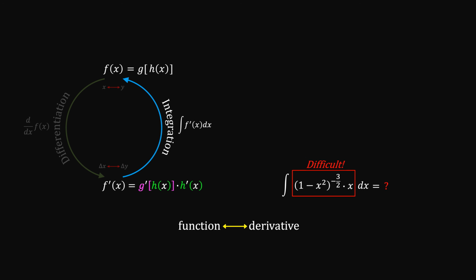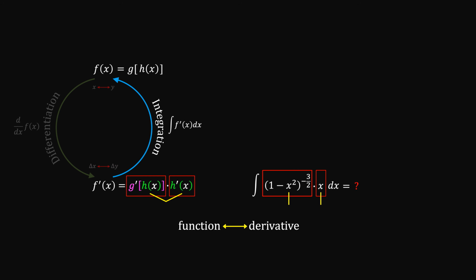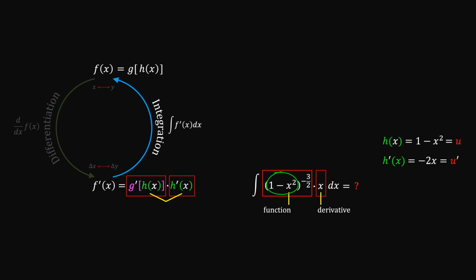So, how do we figure out the two layers? First, the derivative should be a product of two functions, each containing x. Then you need to identify the inner layer by recognizing this pair. You should ask, which one could be the derivative of the other? Obviously, this x could be the derivative of the x squared one. So, 1 minus x squared is the inner layer, giving us the intermediate result u. Its derivative is minus 2x.